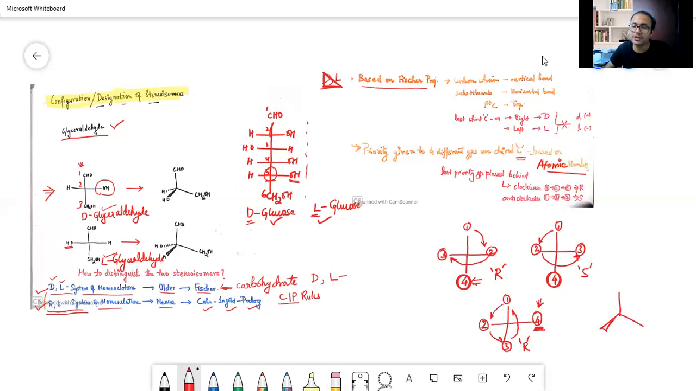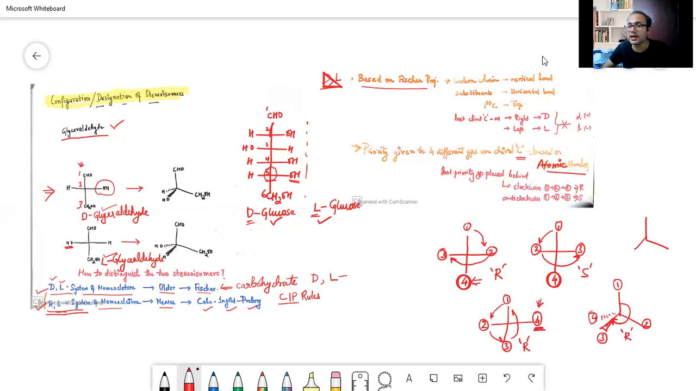Suppose you have your perspective formula something like this, and you have your priorities 1, 2, 3, and 4. Okay. Now the fourth group is on the bond that is behind. So when you move from 1 to 2 to 3, it's a kind of clockwise motion. This particular isomer would be nothing but the R isomer.